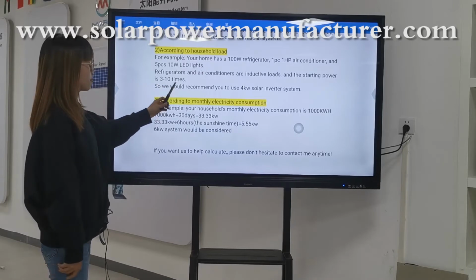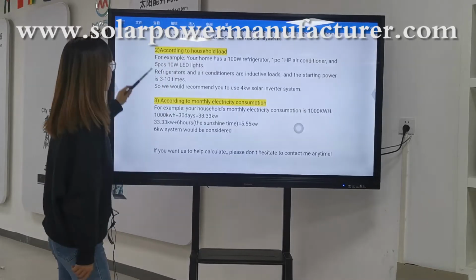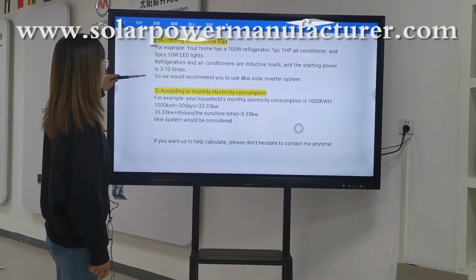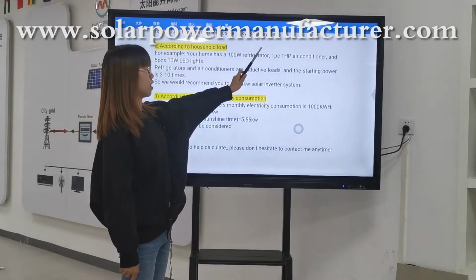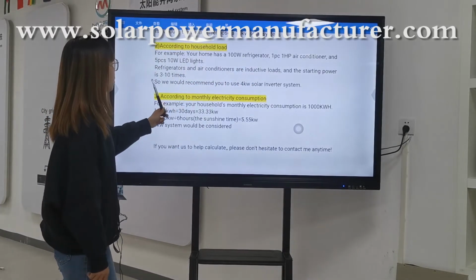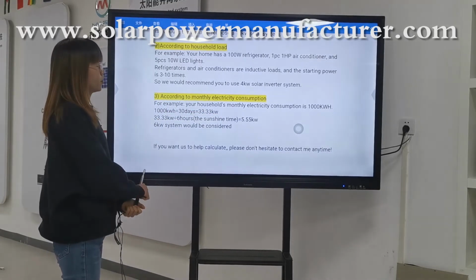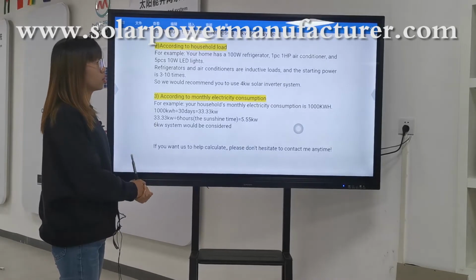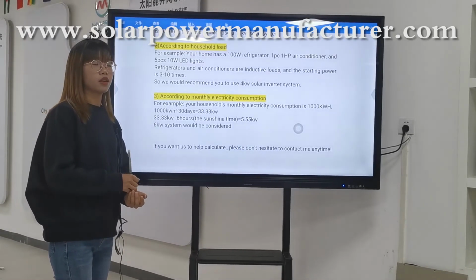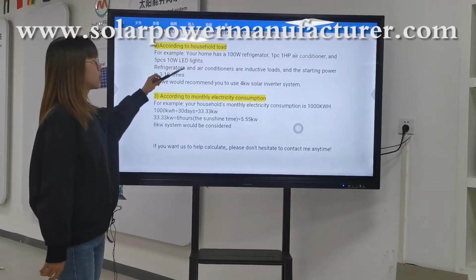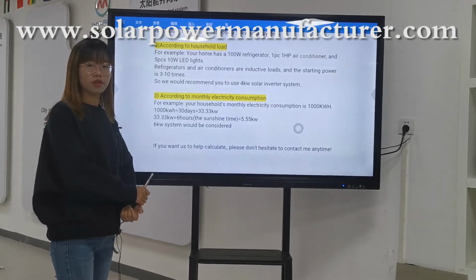So we will recommend you to use the 4 kilowatt solar inverter system. After the calculation, the refrigerator, the air conditioner and the lights are suitable for the 4 kilowatt solar power system. If you have more home loads, or if you don't know how to calculate, feel free to show us your home load. Then we will calculate the suitable solar power system for you.